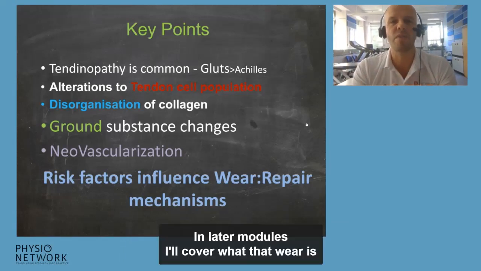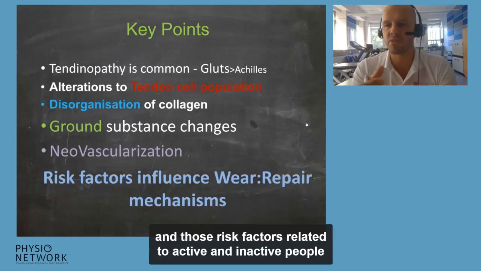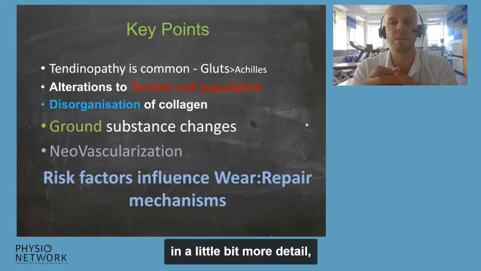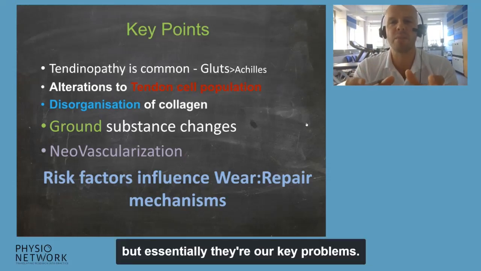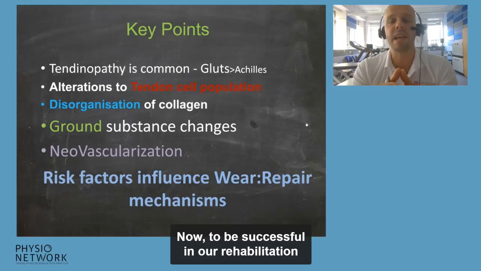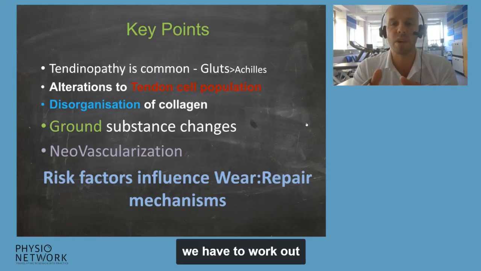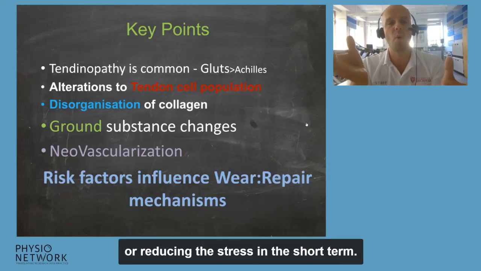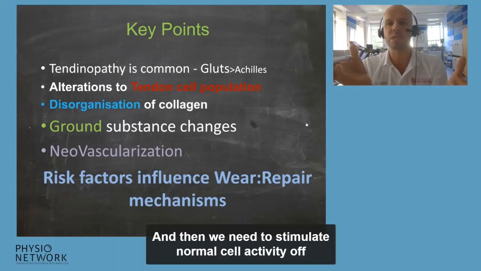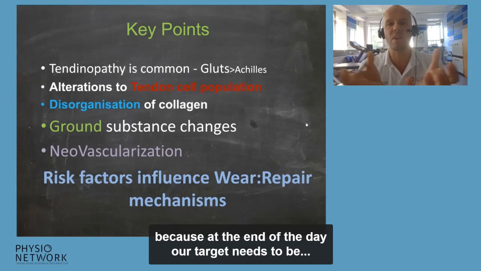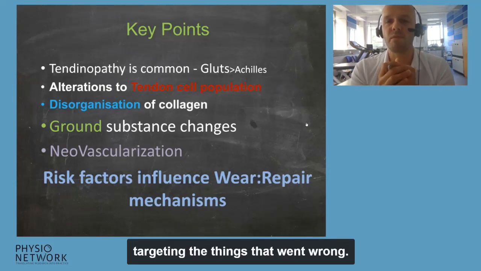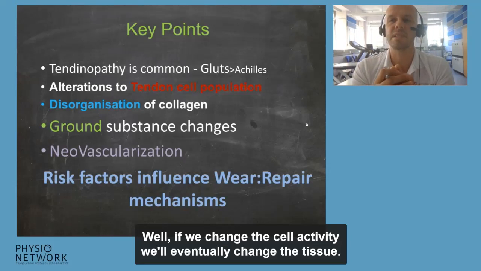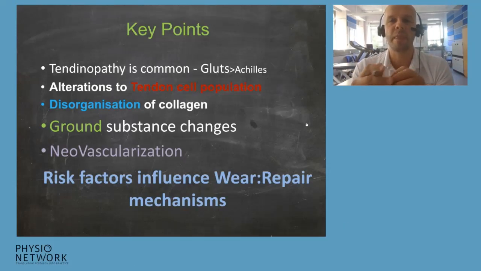In later modules, I'll cover what that wear is and those risk factors related to active and inactive people in a little bit more detail. But essentially, they're our key problems. Now, to be successful in our rehabilitation, we have to work out where we can intervene with improving the repair rates or reducing the stress in the short term. And then we need to stimulate normal cell activity, because at the end of the day, our target needs to be targeting the things that went wrong. Well, if we change the cell activity, we'll eventually change the tissue.